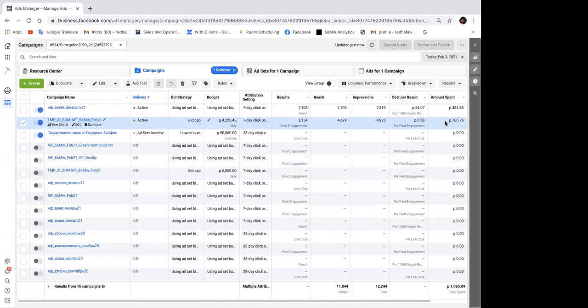So this is a judgment you need to make. Sorry, I didn't refresh my page. I think that's why, because when I woke up, it was all zero except for the 0.04 amount spent. So now you go to ad sets and look at your bids.